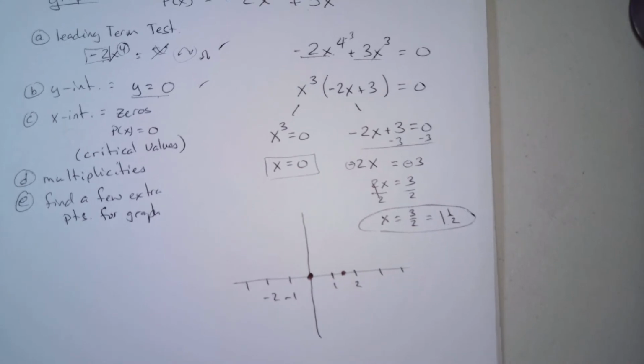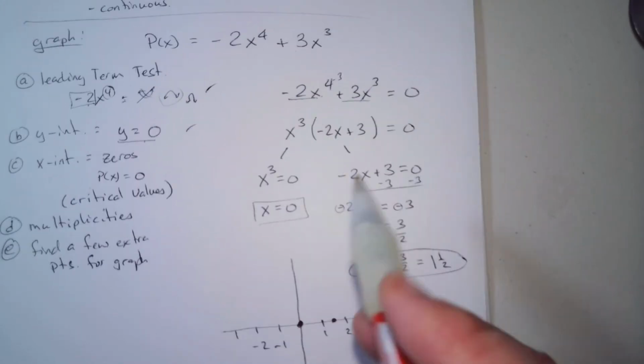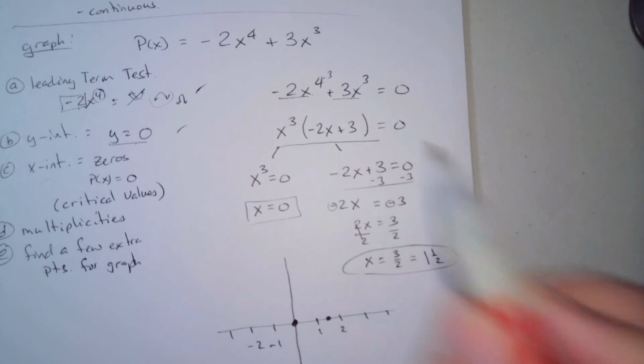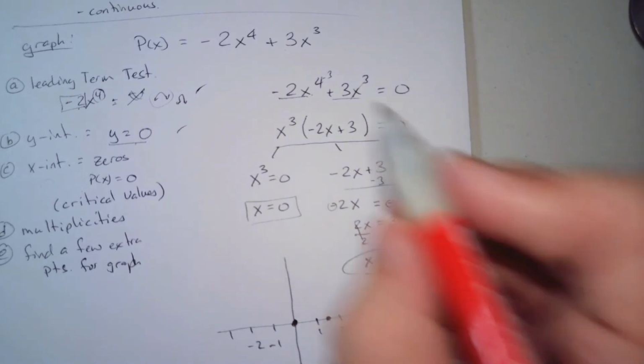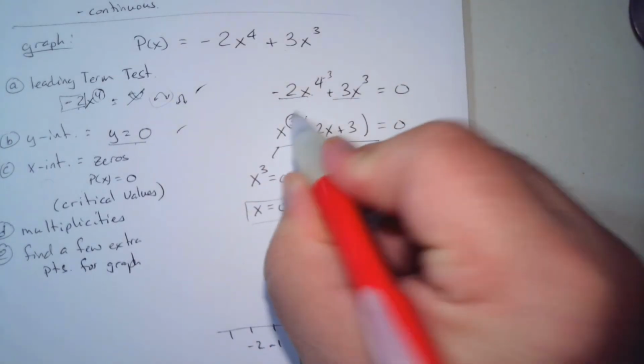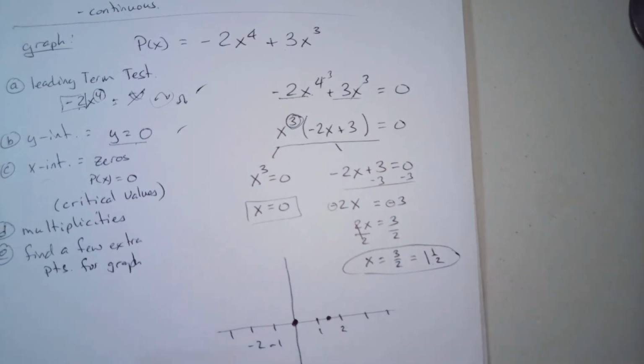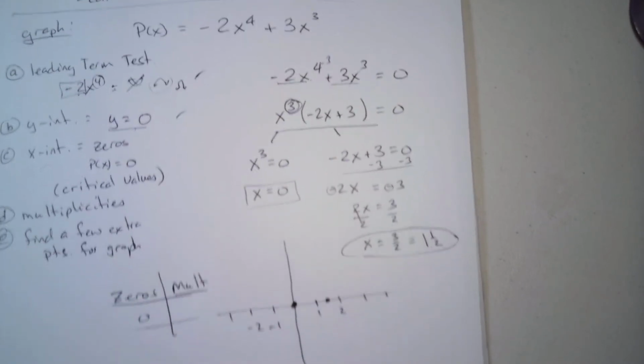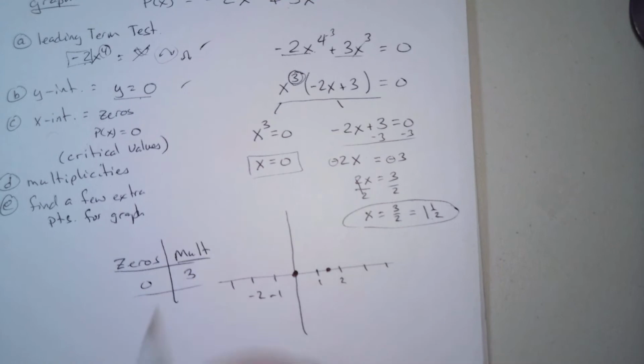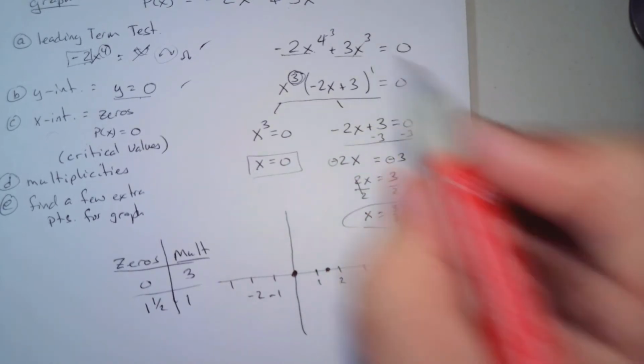Now, what else can we see here? Because in our factored form, this is our factored form. Let's look at the multiplicities. At this one, the multiplicity is 3. So my zeros and the multiplicities. My zero at 0, its multiplicity is 3. And that 1 and 1/2, its multiplicity is 1.